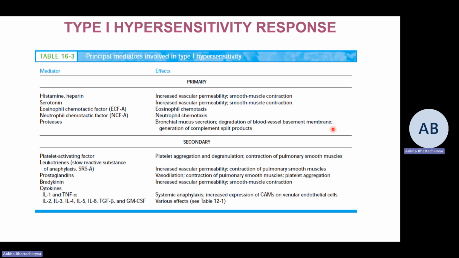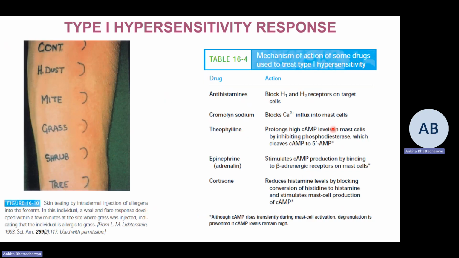When we talk about the secondary mediators, we have platelet activating factor, we have leukotrienes, which are increasing the vascular permeability or contraction of the primary smooth muscles. Then you have prostaglandins, bradykinin, and cytokinins. Each of them have their own mode of action. So you can go through it for your own reference. You don't necessarily have to remember everything there.